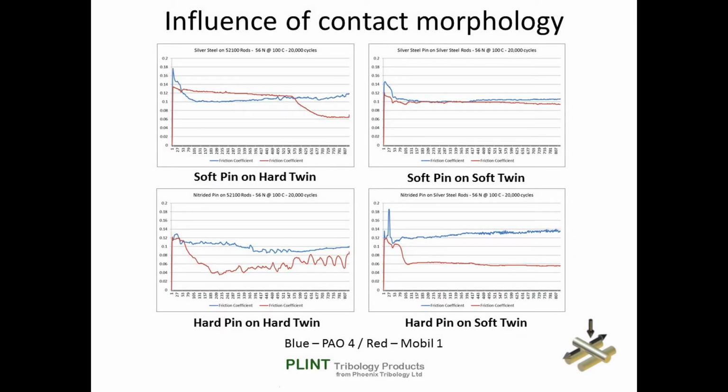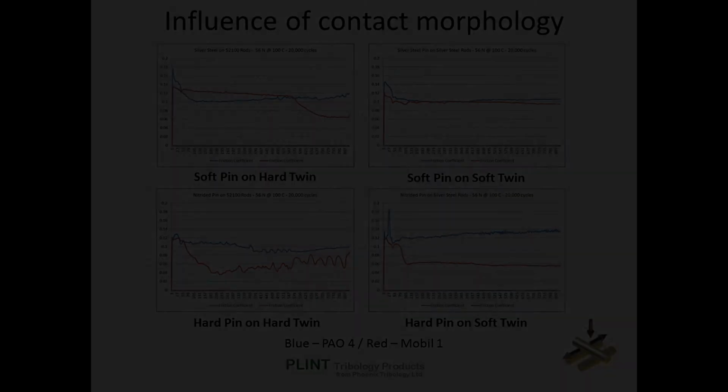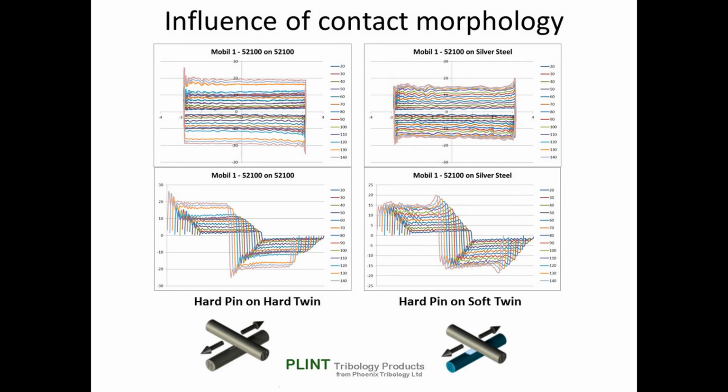The pin-on-twin geometry provides very clear examples of the effect of wear track shape, resulting from a combination of contact geometry and relative specimen hardness, on the frictional response. Differences in the shape of the friction loop, the instantaneous friction signal, for hard on hard and hard on soft illustrate the effects of contact morphology on frictional response.